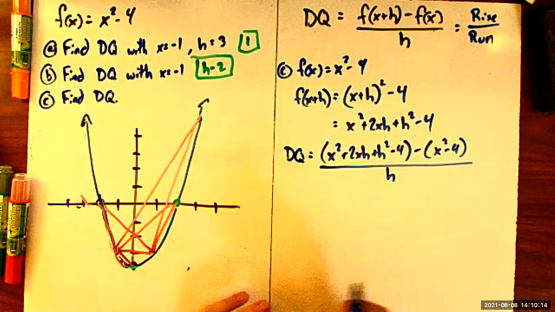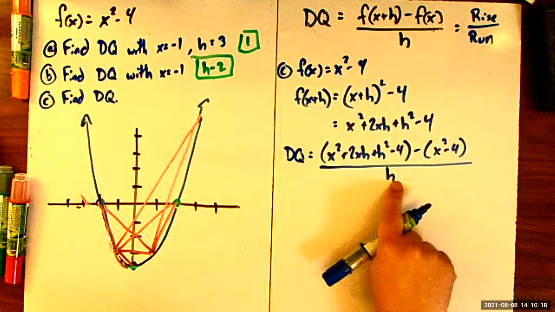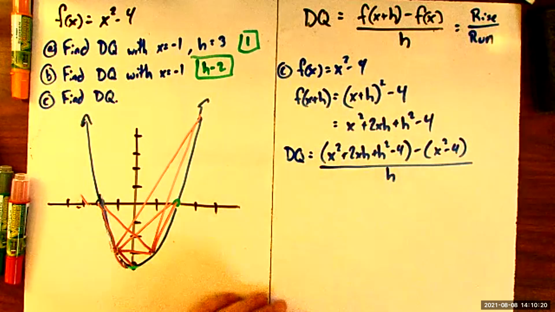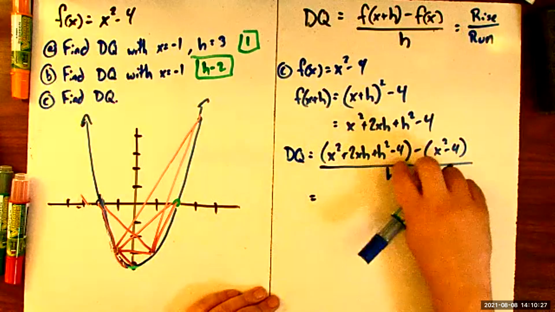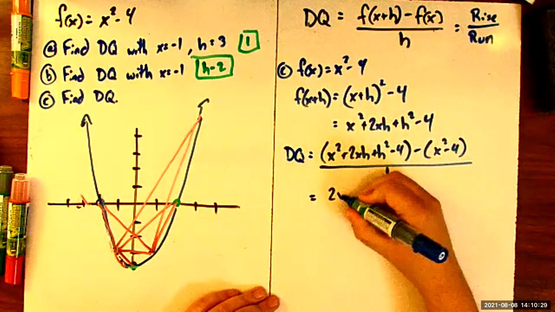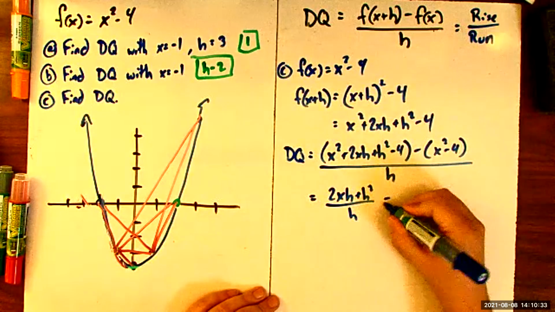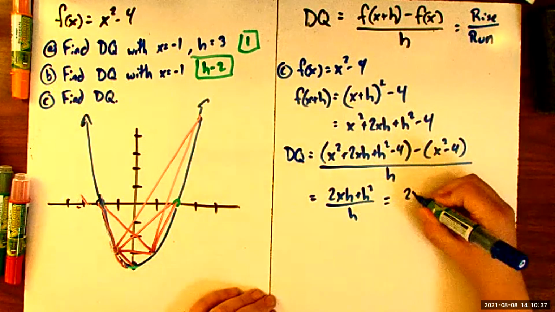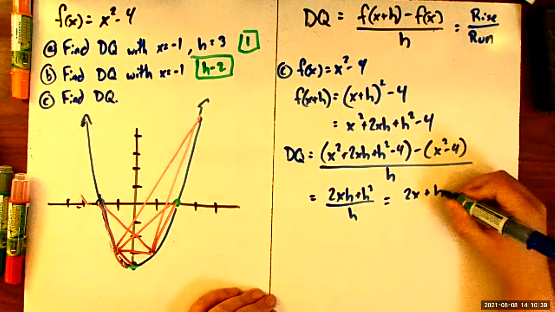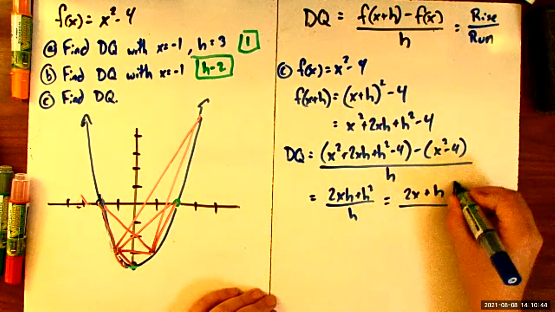And now again, we're going to try and simplify this. Typically with difference quotients, your goal is to get rid of that denominator at all costs. And we should be able to do that here. In this case, we can clean up the top by canceling out the x squareds and canceling out the 4s, leaving us with a 2xh plus h squared over h. And those h's cancel, leaving 2x plus h. And that's our answer at that point, just 2x plus h.